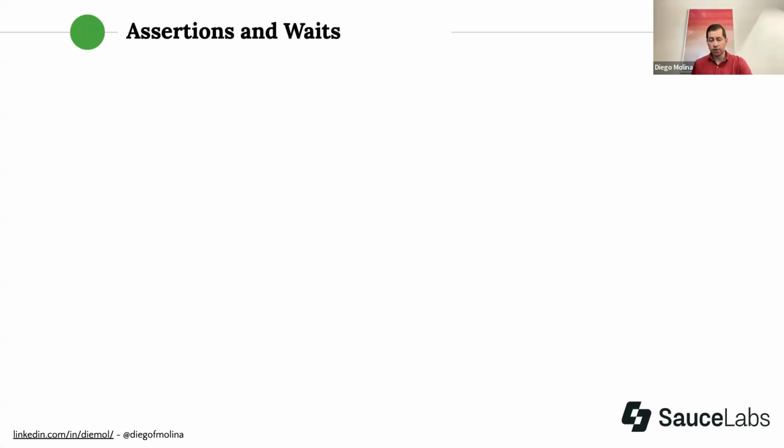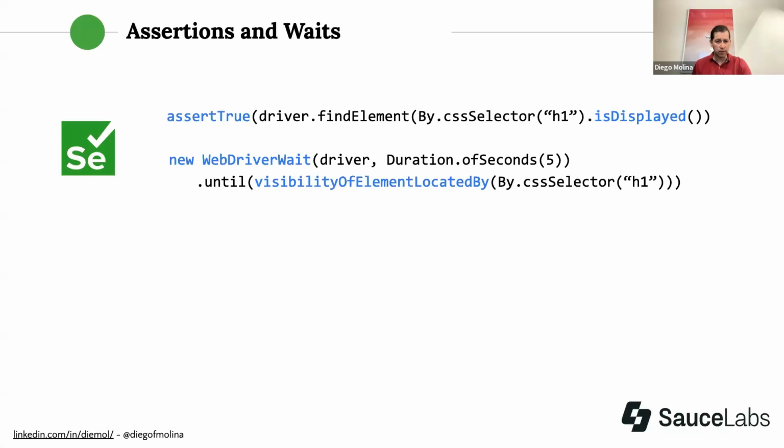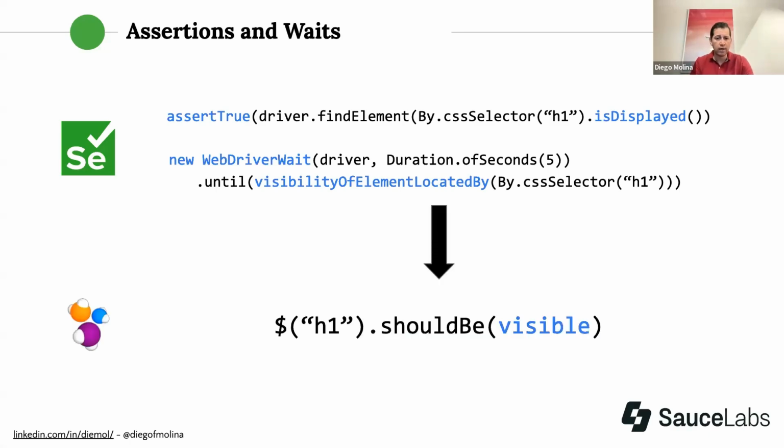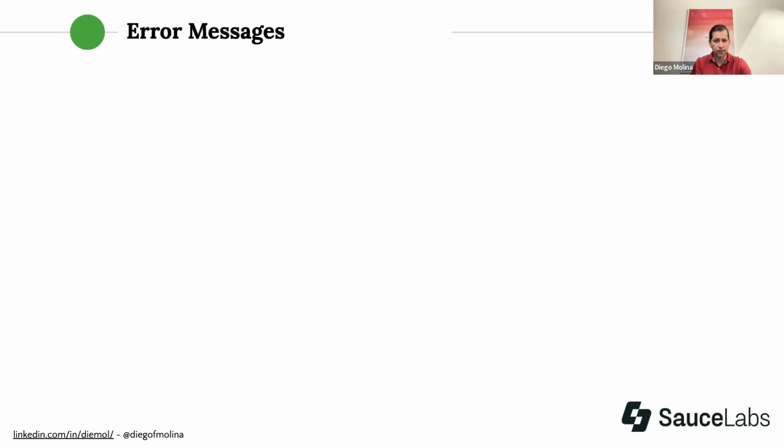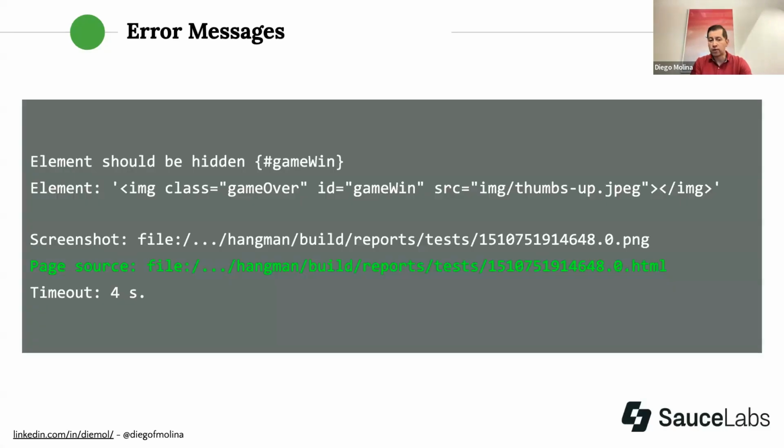If you have to wait for something, the framework has got you covered. It has automatic waiting. In plain Selenium, this is what you would do, an extremely long line. And if you want to assert that something is visible, this is how you would need to wait. With the framework, you make it more clear and more understandable. Anyone who can read English would be able to understand what is happening there: that the element H1 should be visible, and that's it.